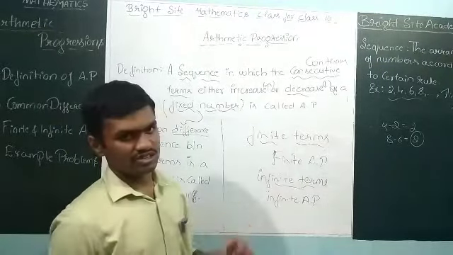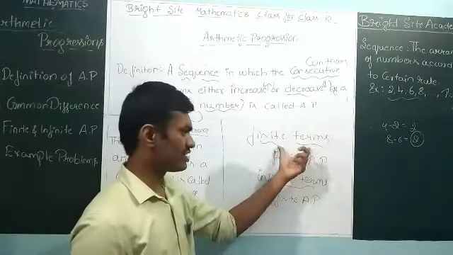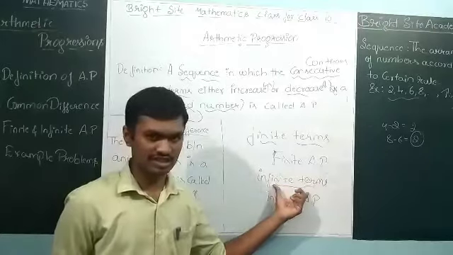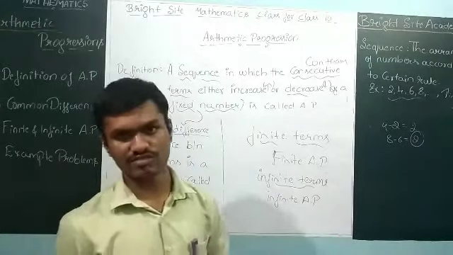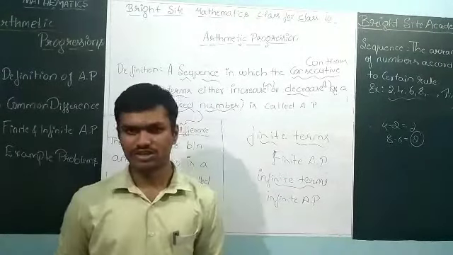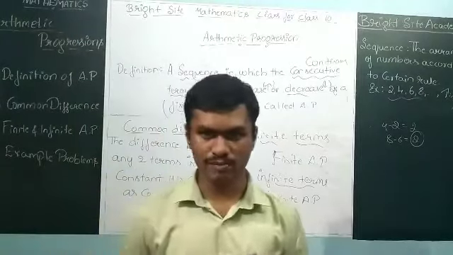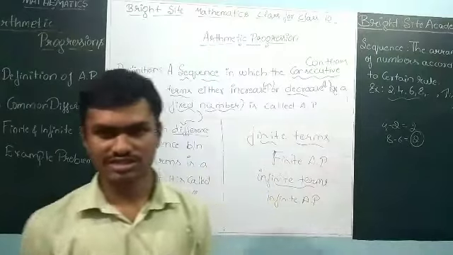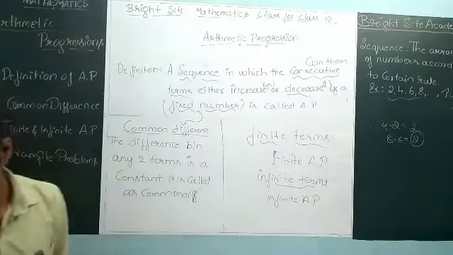So now, the arithmetic progressions that contain finite terms are called finite arithmetic progressions, and those that contain infinite terms are called infinite arithmetic progressions. Now let us go through some example problems to understand what we have studied in this class.